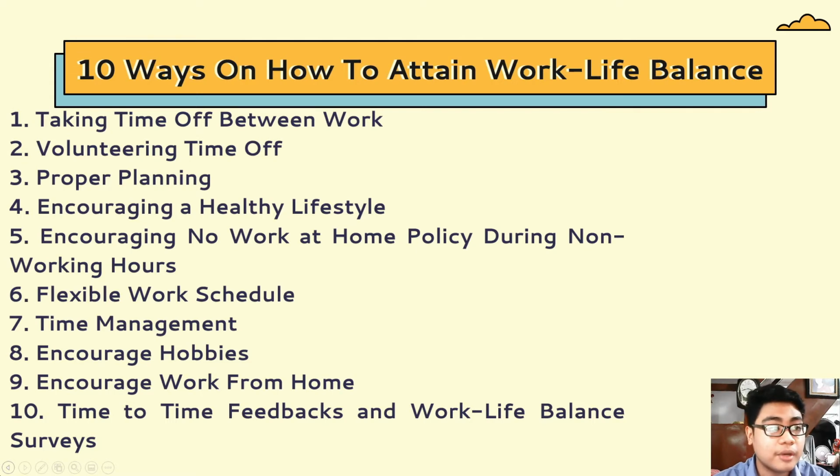So for the third one, the proper planning. Another method for maintaining a good work-life balance is to plan the daily activities at work. It assists employees in prioritizing their actions based on the relevance of the task. Planning will also save a lot of time that will truly help in the lives of the people inside the company.